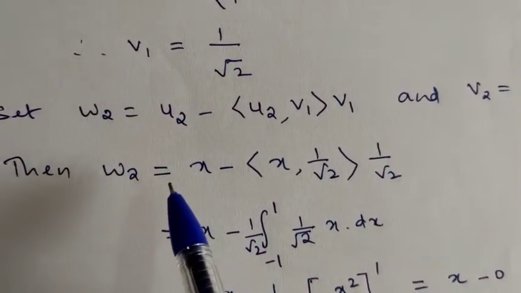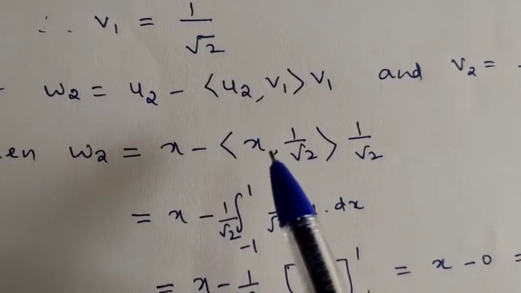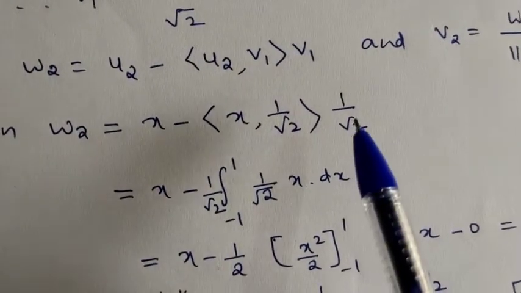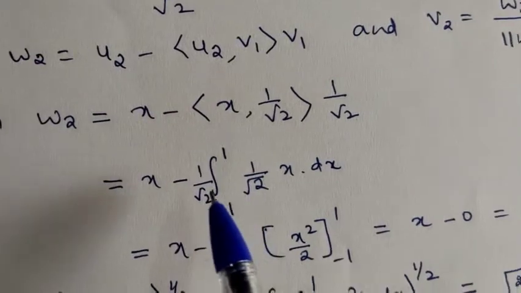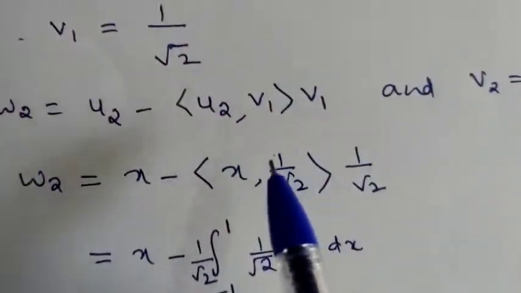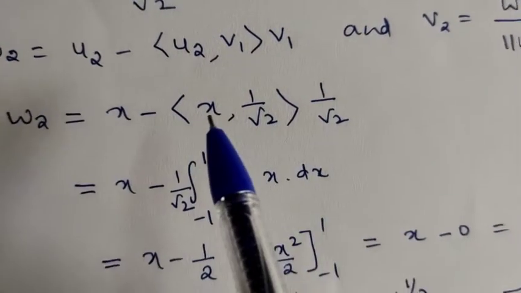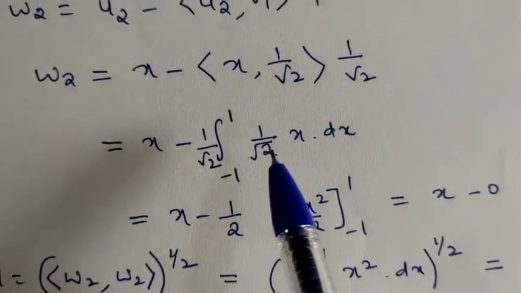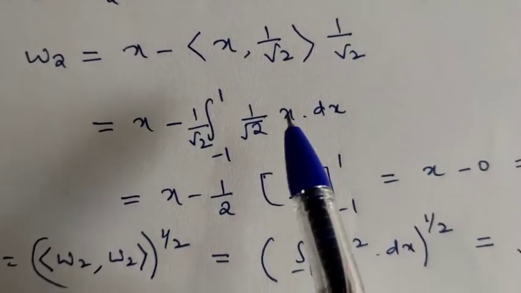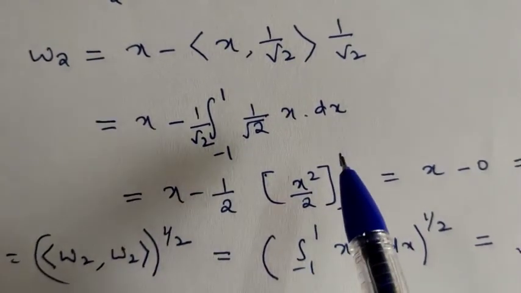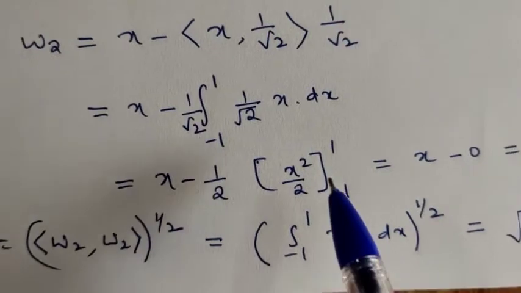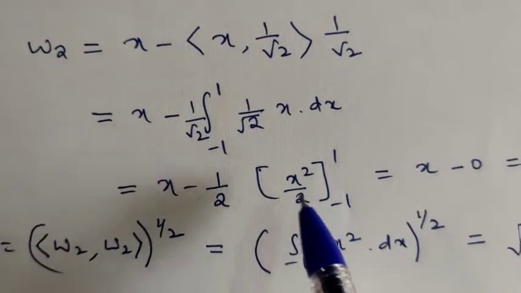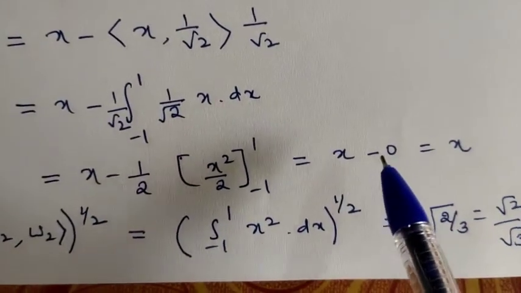Then w2 is u2, which is x, minus the inner product of x comma v1, where v1 is 1 over root 2, into 1 over root 2. This is x minus 1 over root 2 outside of the inner product, into the inner product of x comma root 2, like f into g. So 1 over root 2 into x dx. So x minus 1 by root 2 taken out, into 1 by 2 into the integration of x, which is x square by 2, upper limit 1, lower limit -1. Since this is an odd function, if you apply limits, the total term becomes 0. Now we have x minus 0, which is x.